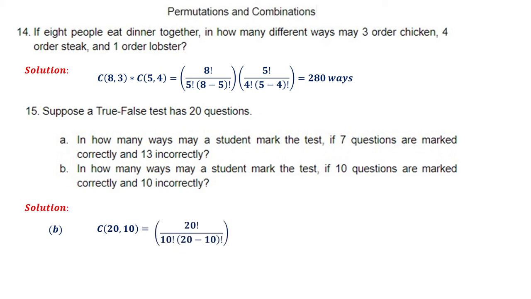Next, for B, 20 and 10. So, 20 factorial over 10 factorial, ulitin ko, 20 factorial over 10 factorial multiplied by (20 minus 10) factorial. So, we have 184,756 ways. Dami, no?